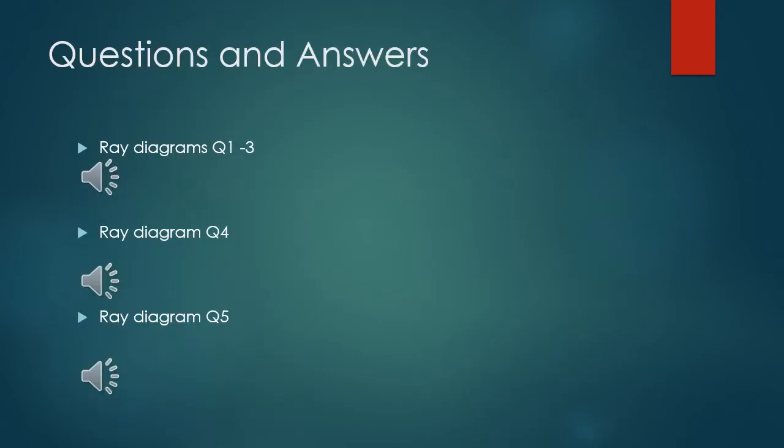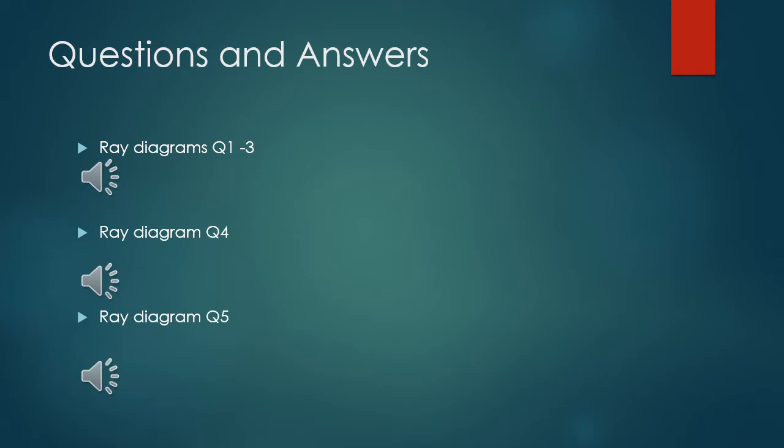The first page of the worksheet asks you to draw the ray diagram for 5 different positions of the object. Questions 1, 2 and 3 on that page were mostly well answered. You did manage to follow the rules and do the drawings correctly.